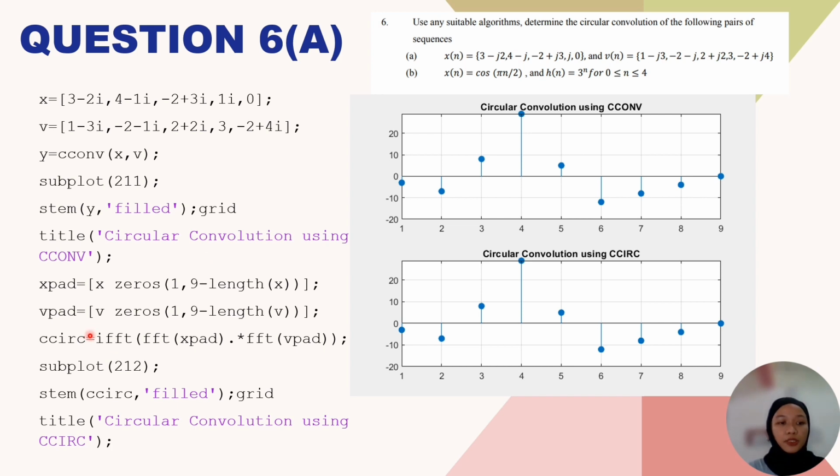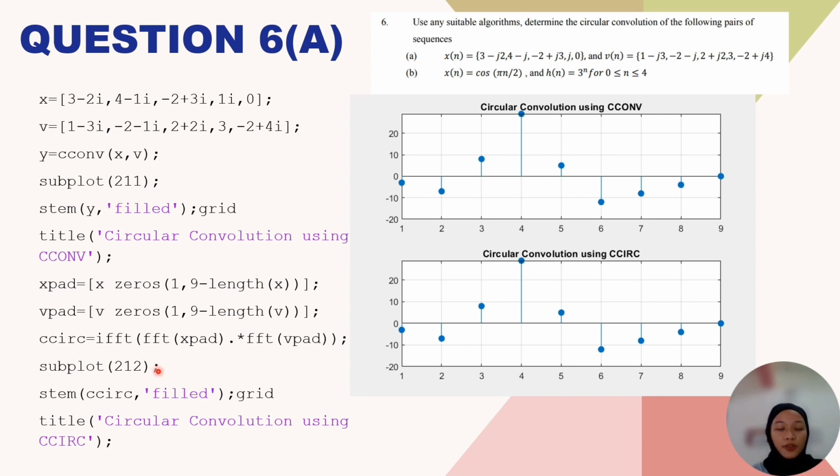And then we will use the inverse Fourier transform of the Fourier transform of x pad multiplied with the Fourier transform of v pad. And from this equation we will get the circular convolution of both x and v too. And from this code we will plot it in subplot 2, 1, 2.